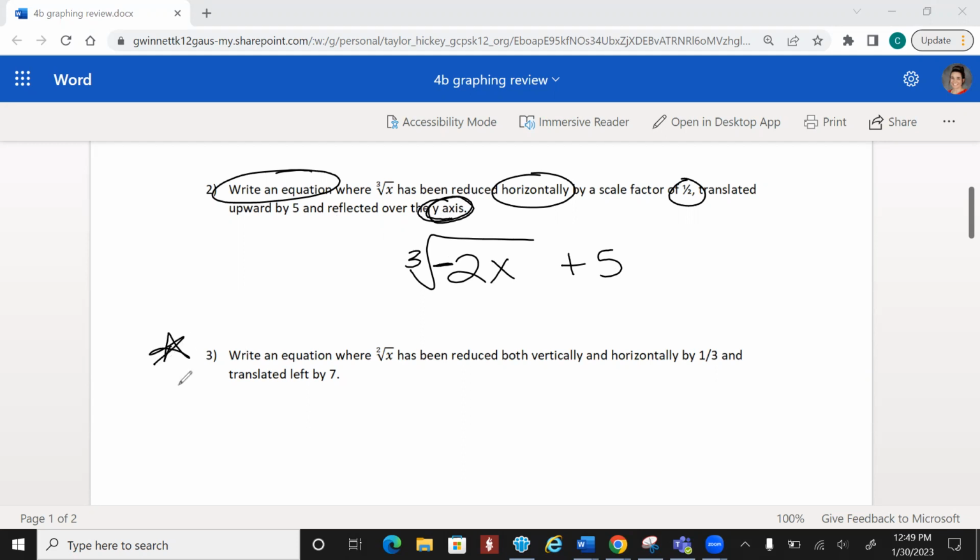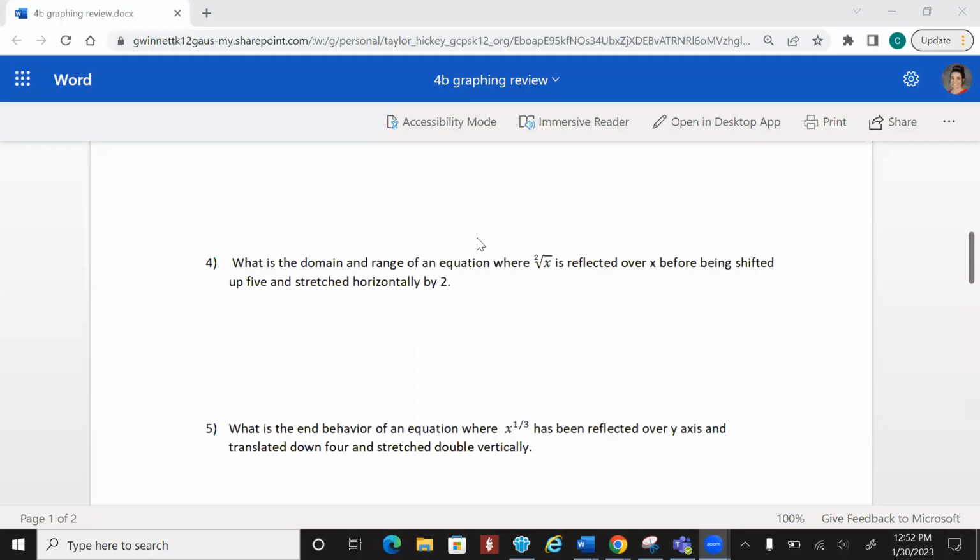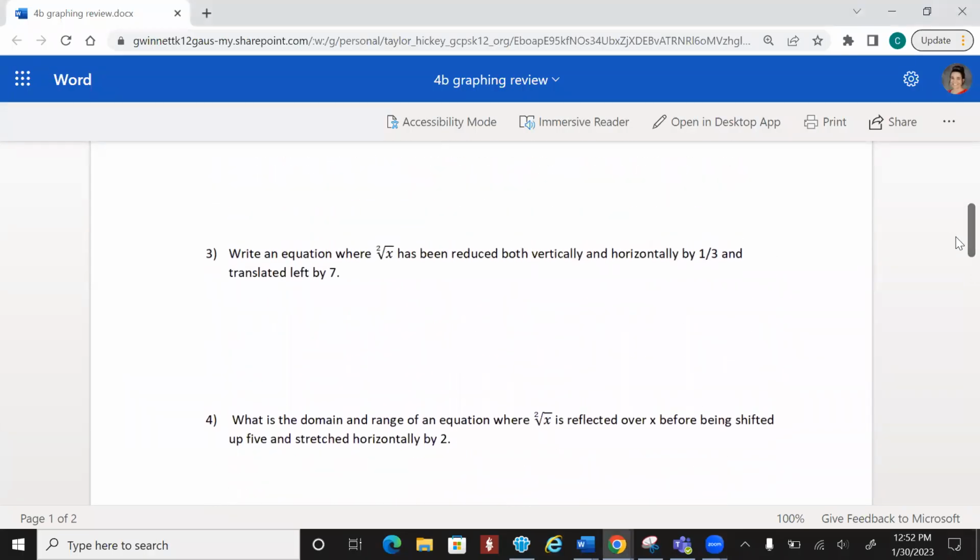Can you try number 3 now that you know all of that? Okay, so on number 3, it says write the equation, square root of x, and it's been reduced both vertically and horizontally by 1/3. So vertically and horizontally. That means I'm going to take 1/3 and put it where? Outside. And then for horizontally, what am I going to do? Flip it and put it inside.